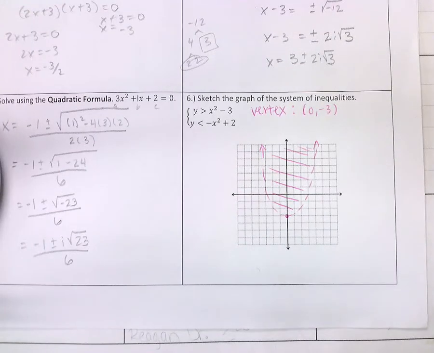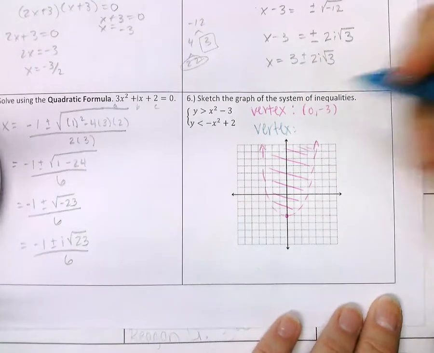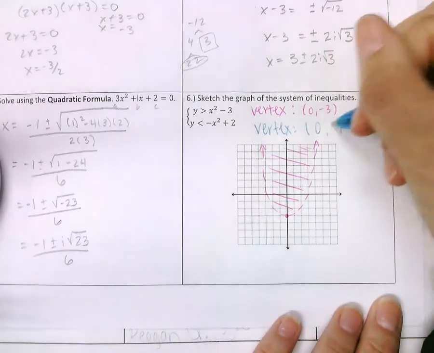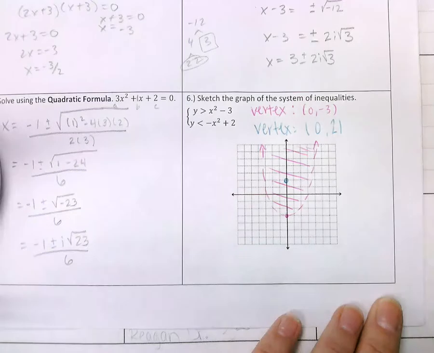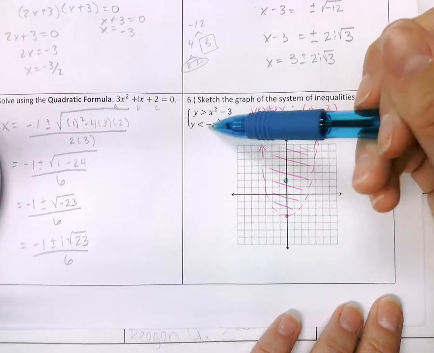Then you're going to do the second one the same way. What's our vertex? It is 0, -2. No, 0, 2. So that's up here. Is it opening up or down? Down, because it's negative.